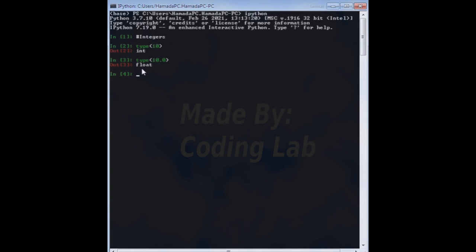Okay, we can use functions like int, integer function, to convert a string to an integer like 150 as a string. Using integer function will be converted to 150 as an integer number.